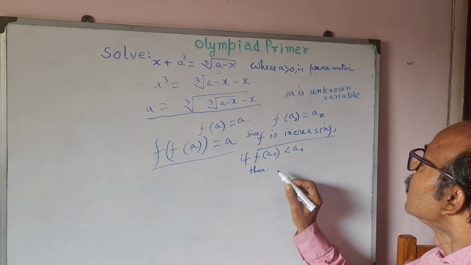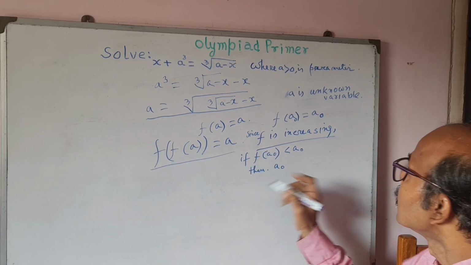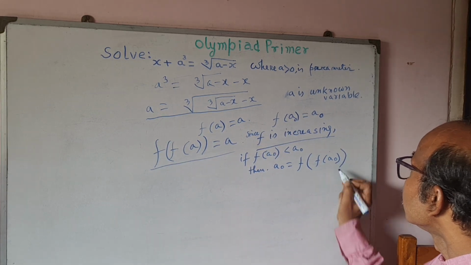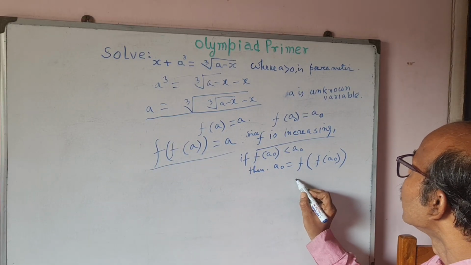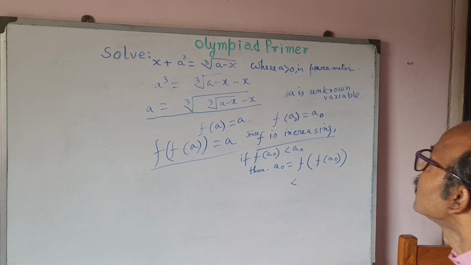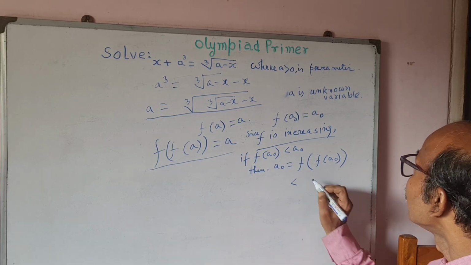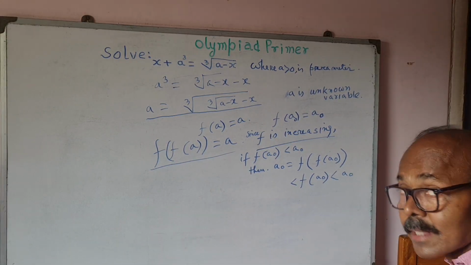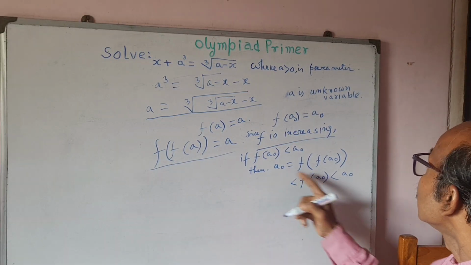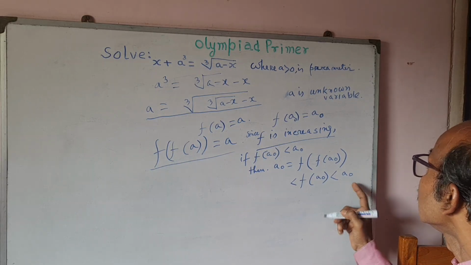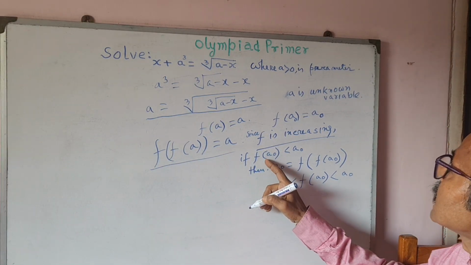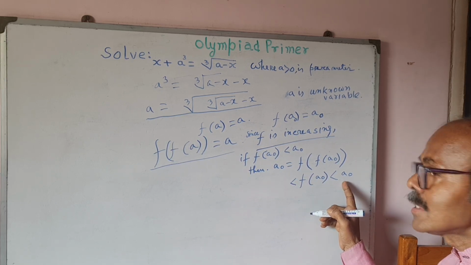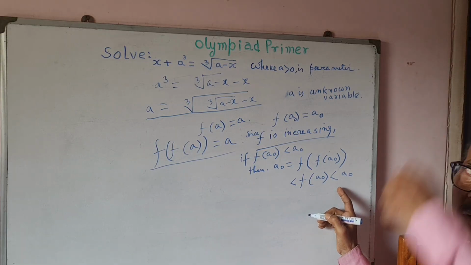From this equation we can see that a0 equals function of a0, which is less than function of a0, and which is less than a0. Applying the first condition, we see that a0 less than a0, which is impossible.